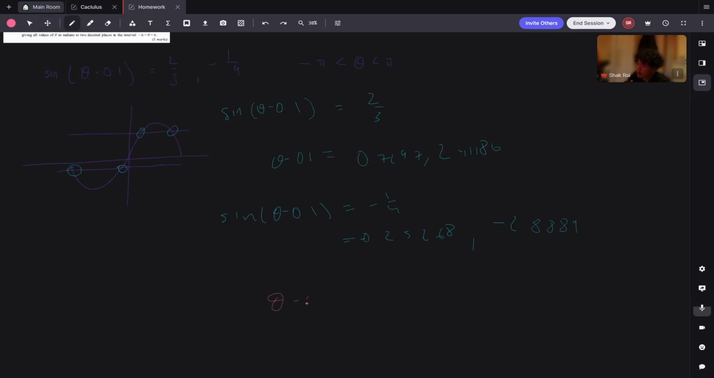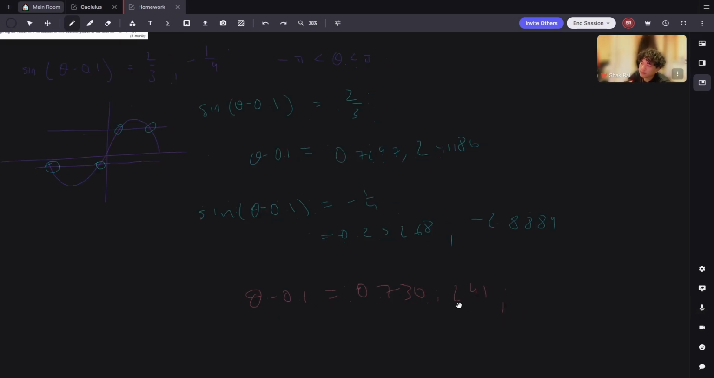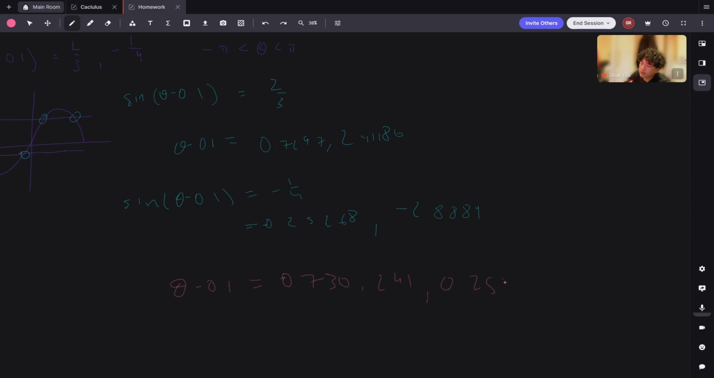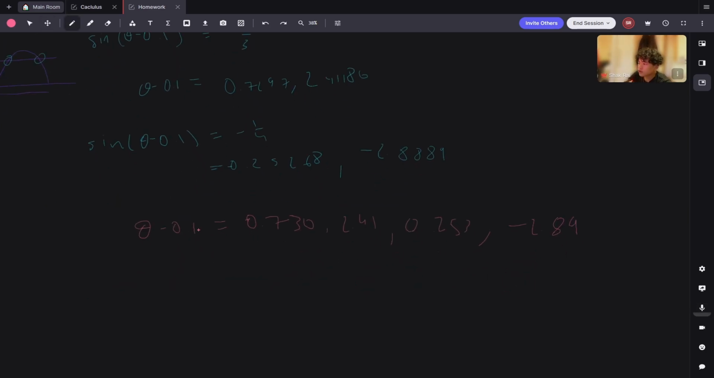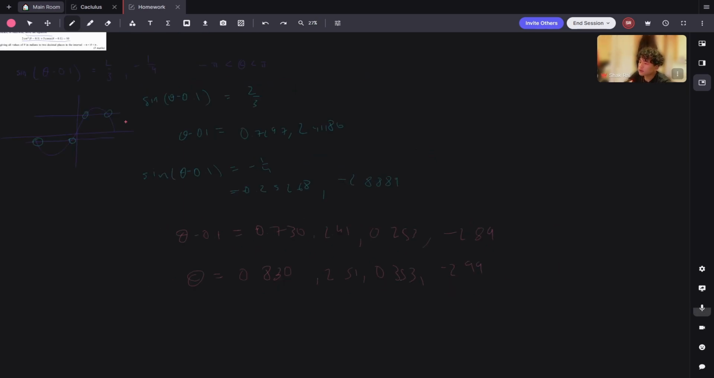So theta minus 0.1 equals 0.729. Let's just say 0.730, 2.41, 0.253, minus 2.889. Or let's just do 2.89. I just like 3 significant figures because it's always ingrained in my brain to do that. So theta is therefore going to equal 0.830, 2.51, 0.353, minus 2.99. Cool. So those are the 4 values of theta.